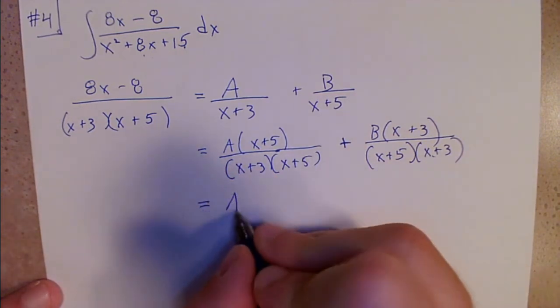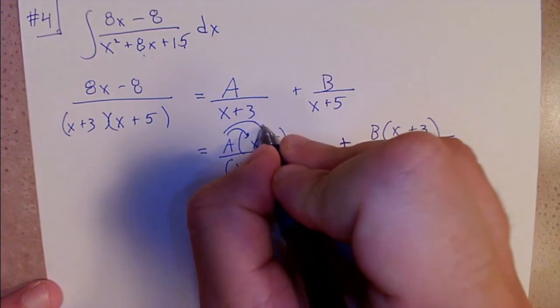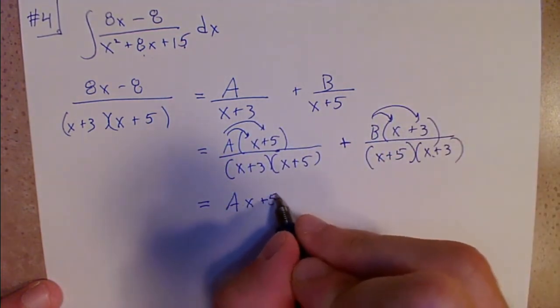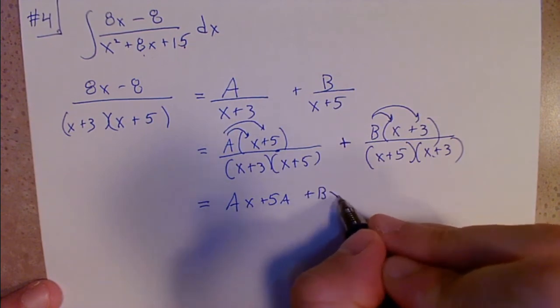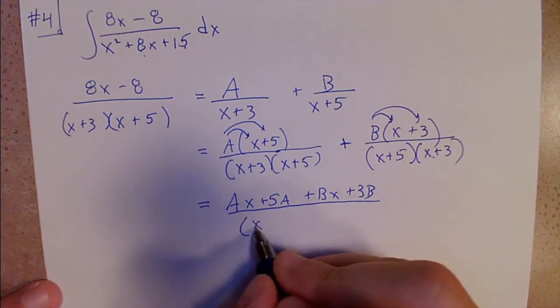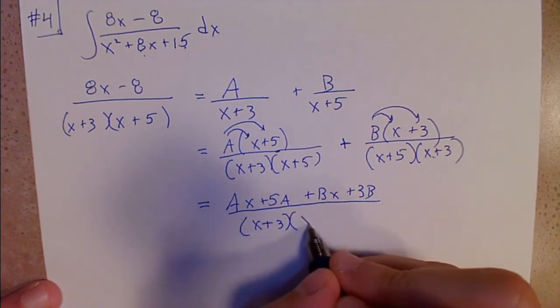So I get, let's distribute this a here. Let's distribute this b here. I get ax plus 5a plus bx plus 3b, all divided by x plus 3 times x plus 5.